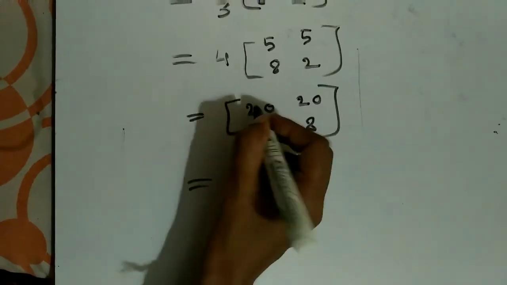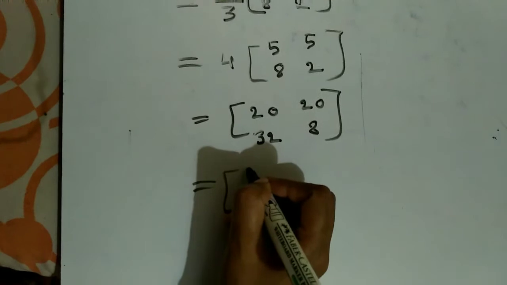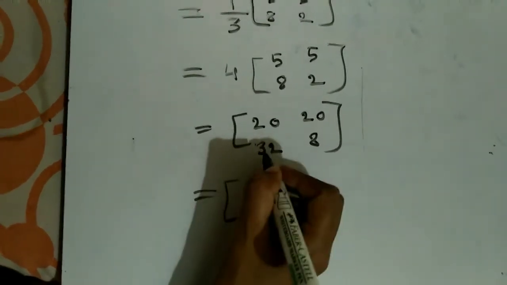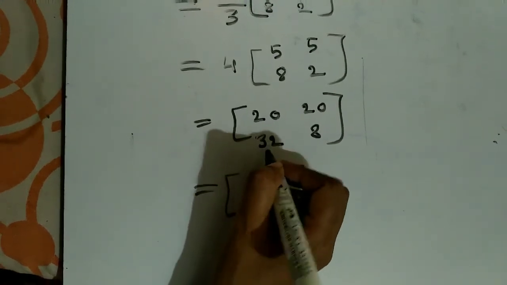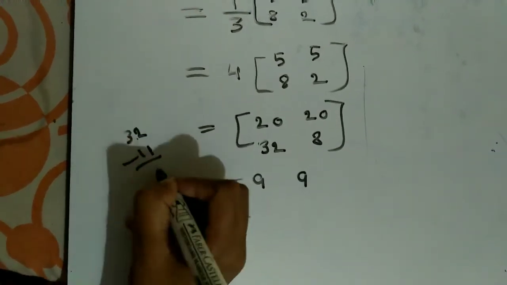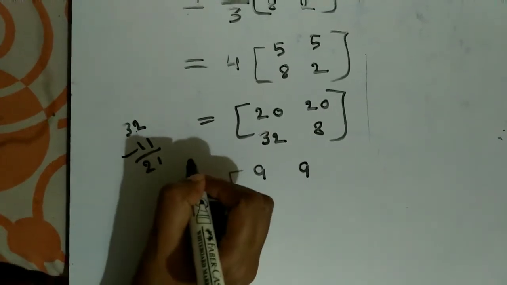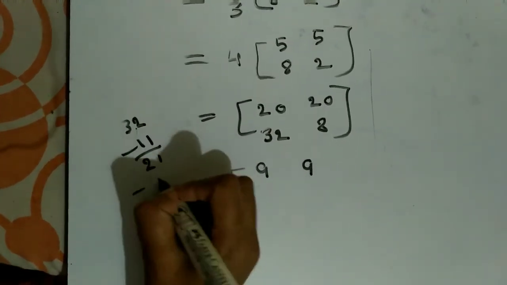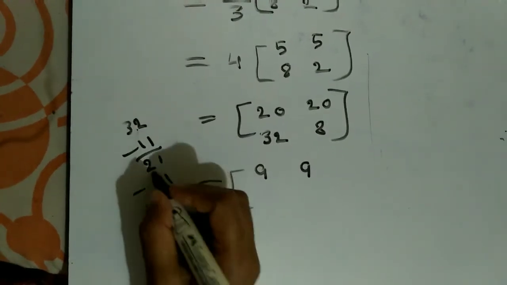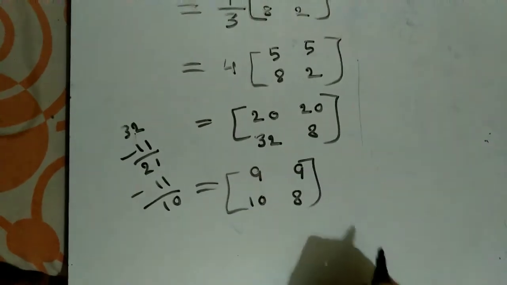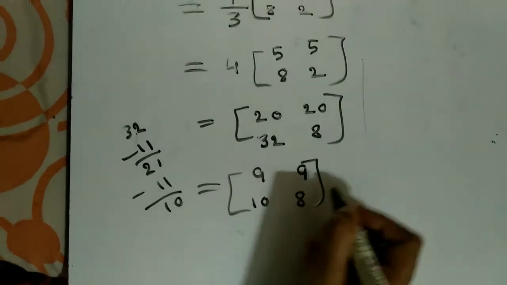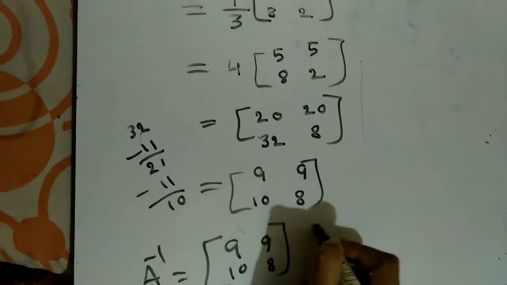At that time, you have to remove 11 from these. 20 minus 11 gives you 9, and this is 9. If you remove 11 from 32, you get 21, but 21 also does not belong to your set, so you have to remove another 11, and you get 10. 8 belongs to the set. So now you get 9, 9, 10, 8. This is your inverse matrix, and it belongs to your F11.